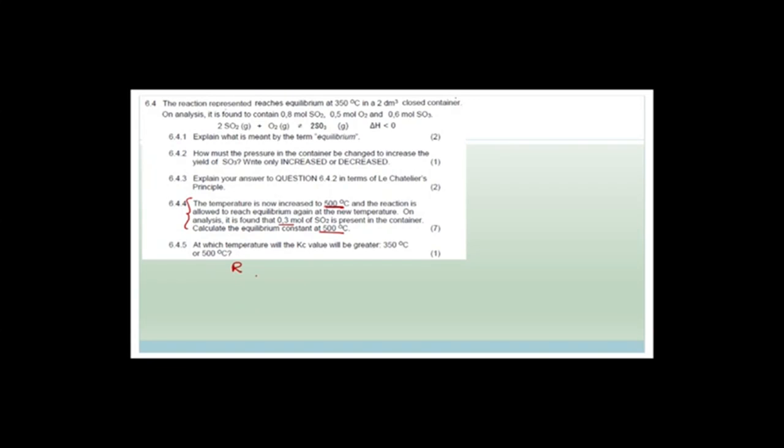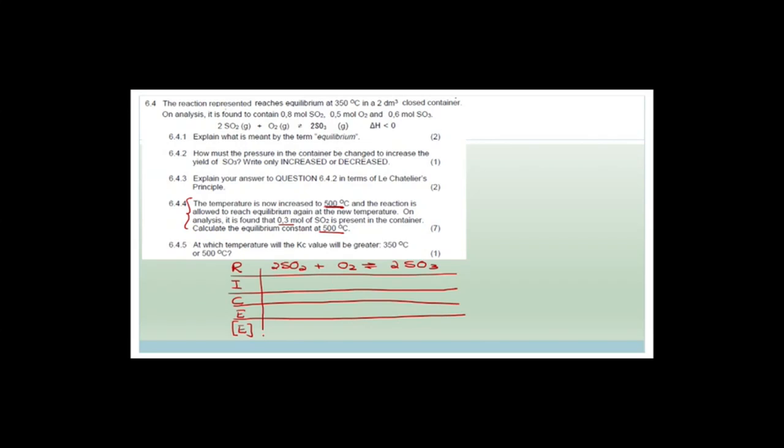RICE: R is the reaction, I, C, E, and your equilibrium concentration. Our reaction is 2 SO2 plus O2 in dynamic equilibrium with 2 SO3. We're going to draw a couple of lines. What you need to realize is that it was already in equilibrium over here. So these are the initial amounts, the starting amounts for the new reaction, which reaches a new dynamic equilibrium, where we've now got 0.3 moles of SO2. So we started with 0.8 moles of this, 0.5 moles of this, and 0.6 moles of this. And at equilibrium, we were told we've got 0.3 moles of SO2.